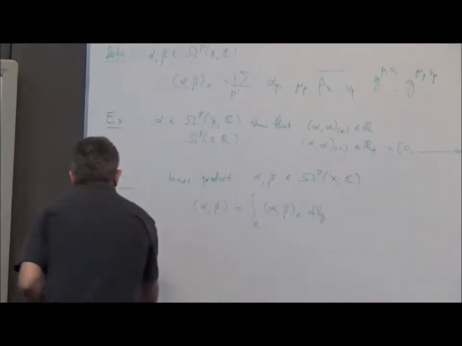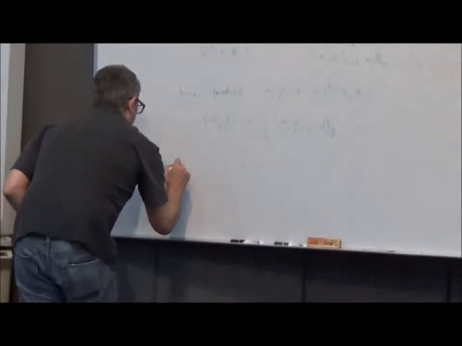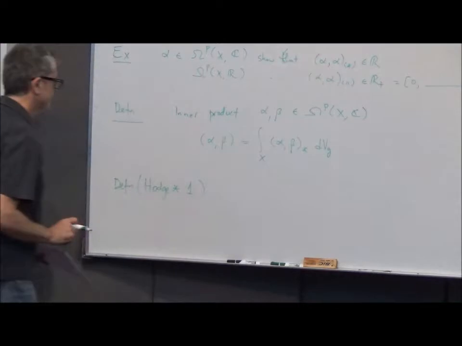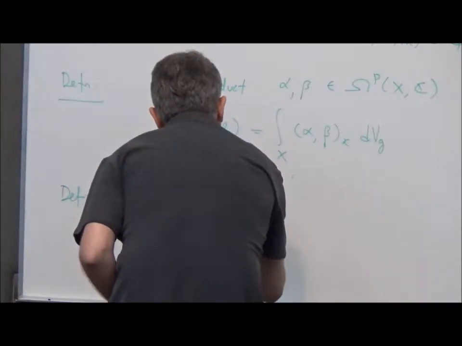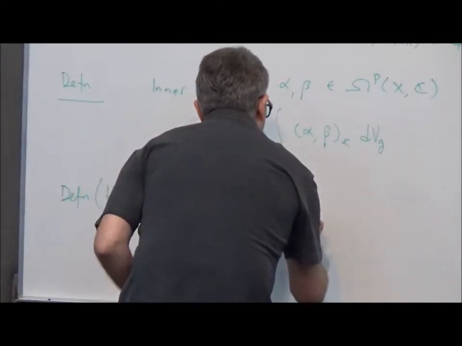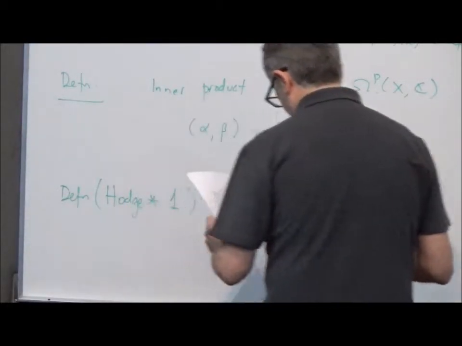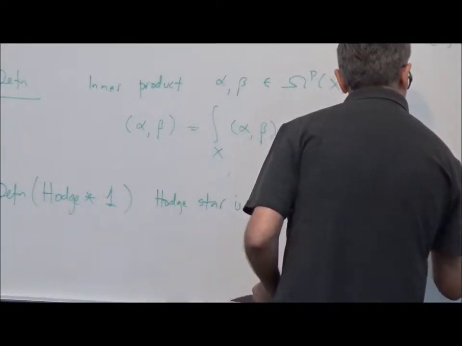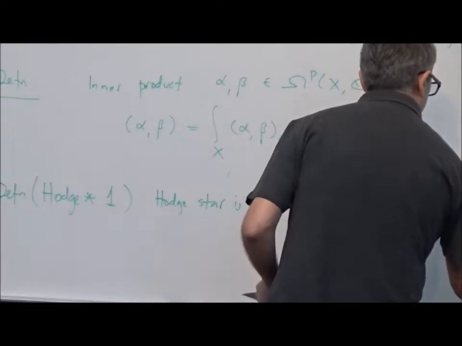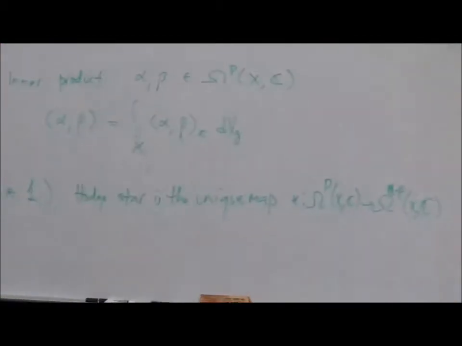So here's my first definition of Hodge star. The Hodge star is the unique map star, which is omega p x c to omega n minus p x c. Sorry, that's an n. So it's unique.